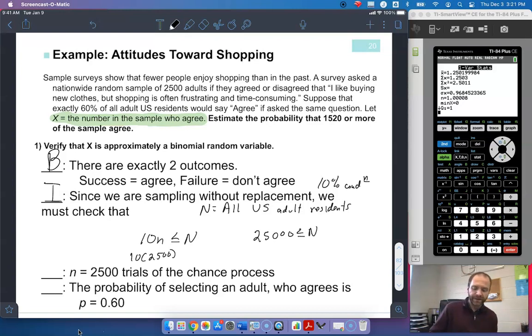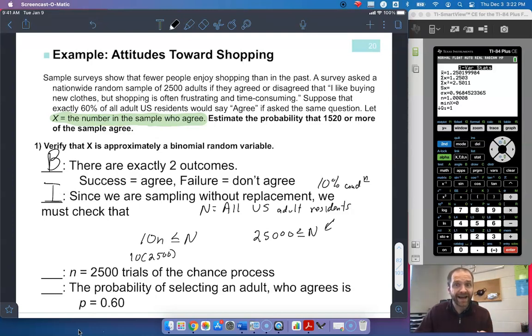All right, so if I go through this, does this work? Is there more than 25,000 U.S. adults? Yes. Yes, there are. But I can't just go, yes, there are, and then leave that and then go on to the next step.